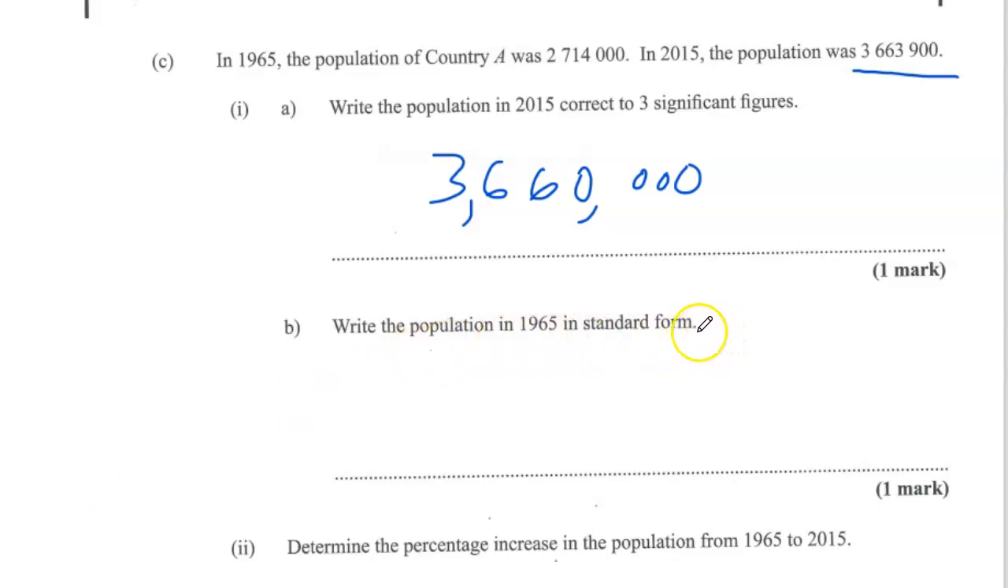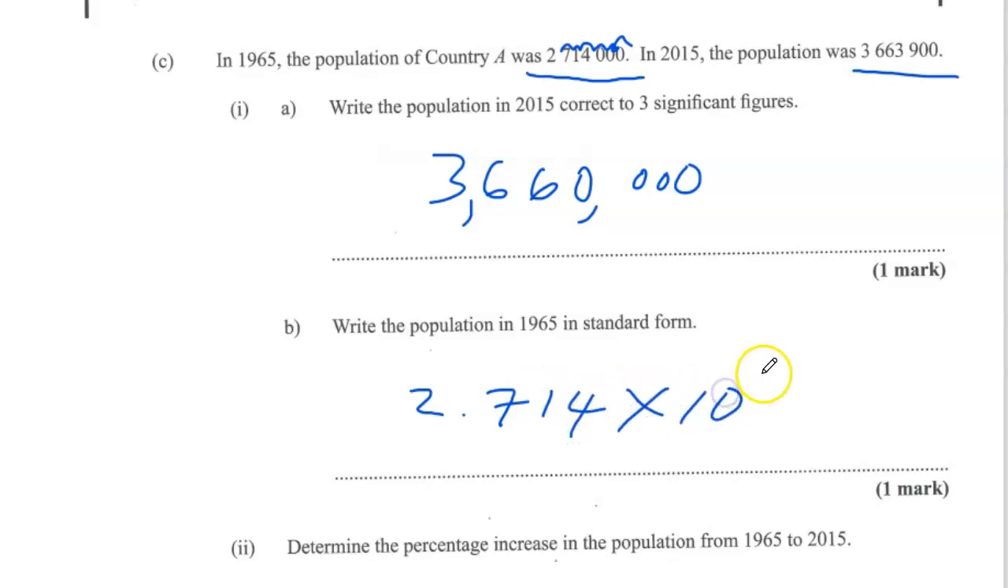In 1965, the population in standard form. 1965, this was it. So standard form. How many places do we need to move the decimal place? 1, 2, 3, 4, 5, 6. That seems like 6. So it's 2.714 times 10 to the 6.